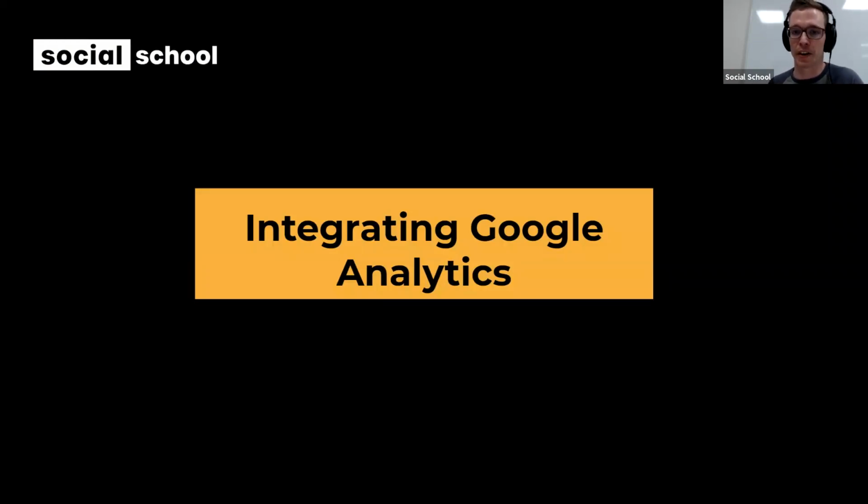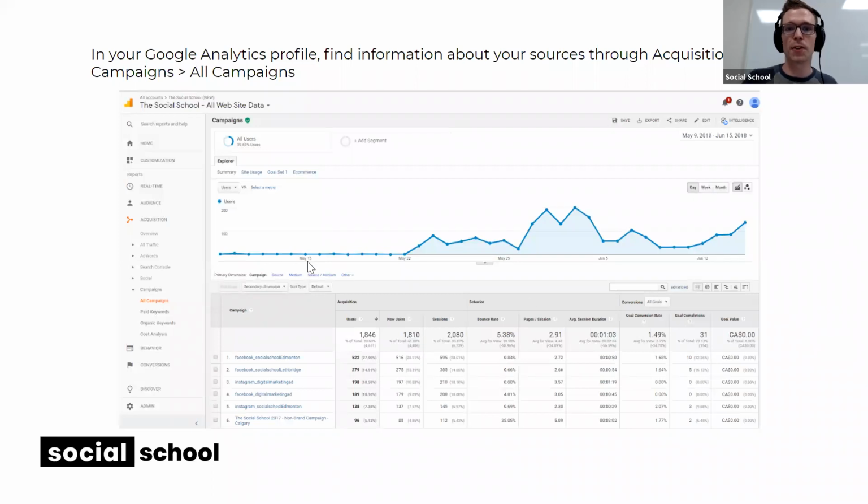Integrating Google Analytics is actually pretty easy on our end. Once we have all the UTM tags implemented and running, we don't have to do anything from a platform-to-platform perspective. All we have to do is, once we start getting click volume and traffic on our Facebook ads, go into the acquisition tab, and go down. You can either go into all campaigns or all traffic, depending on what you want to look at. All campaigns will just be your paid campaigns. All traffic will also show you organic data as well.